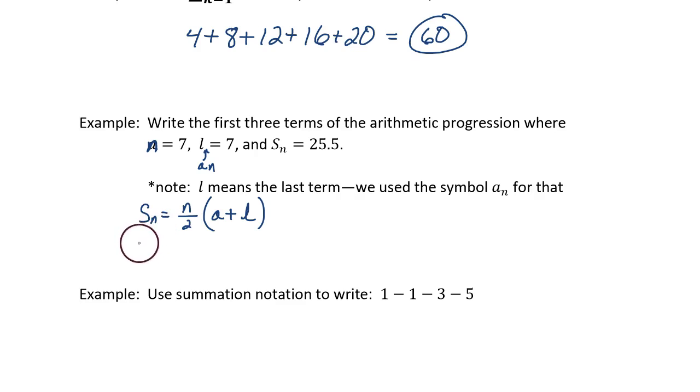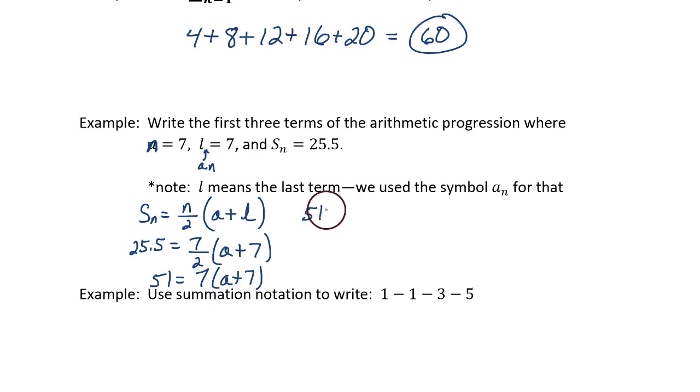In place of S sub n, we can fill in 25.5. In place of n, fill in 7. Our first term is unknown, but the last term we are told is 7. We can solve this for a, and by doing that, we'll discover the first term in our sequence. First, we might multiply by 2 on both sides, getting 51 is equal to 7 times a plus 7. Next, we can do the distributive property. 51 equals 7a plus 49. Then subtract 49, getting 2 is equal to 7a. Therefore, a is equal to 2/7.